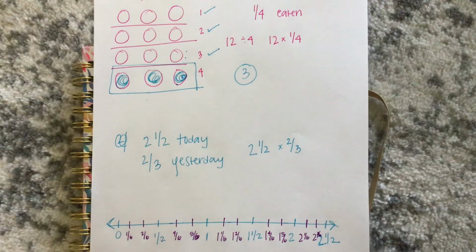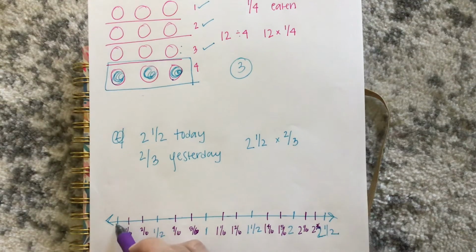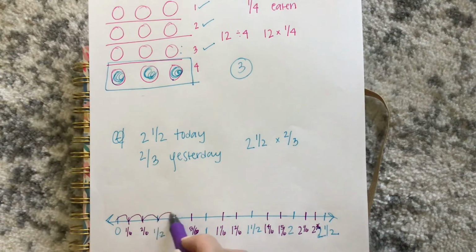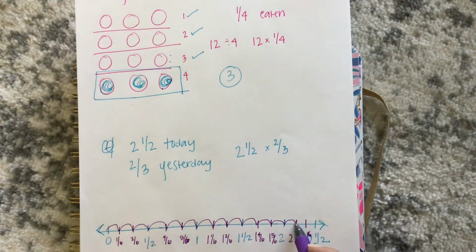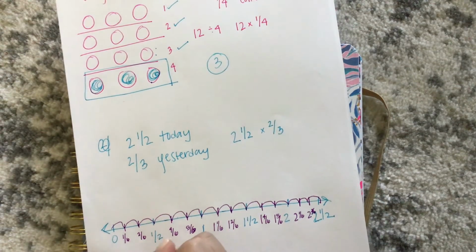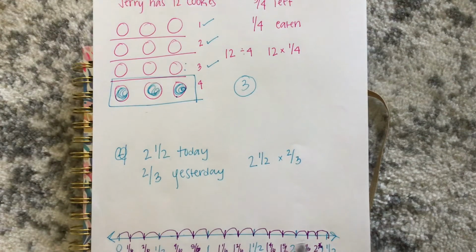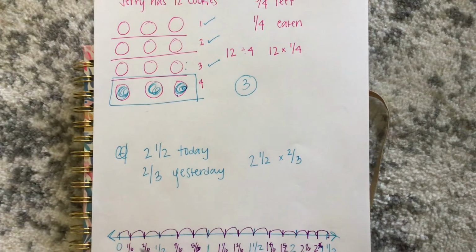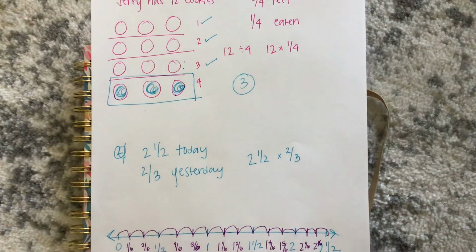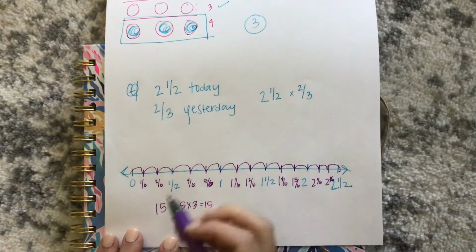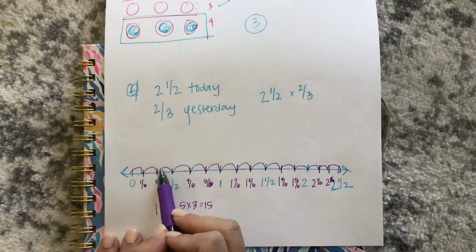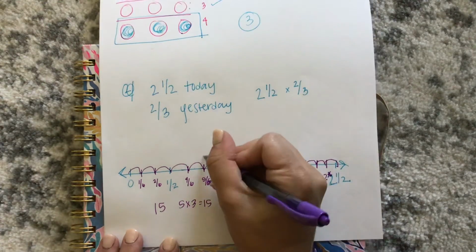Okay, so now let's see how many jumps there are on the number line. 1, 2, 3, 4, 5, 6, 7, 8, 9, 10, 11, 12, 13, 14, 15. So there are 15 jumps. Now I'm going to take these 15 jumps and divide them into thirds, which I know because 5 times 3 is 15. So let's see, 1, 2, 3, 4, 5.